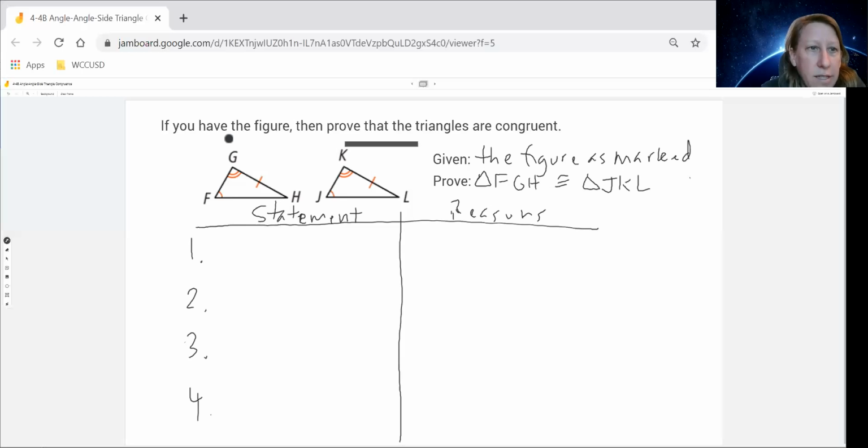And this lesson is angle, angle, side. So that's the order I'm going to list them in. Angle F has the same mark as angle J. It's given to me because they have the same mark.